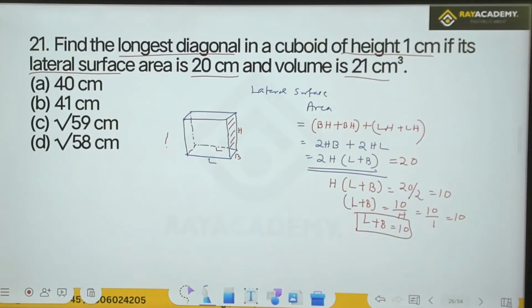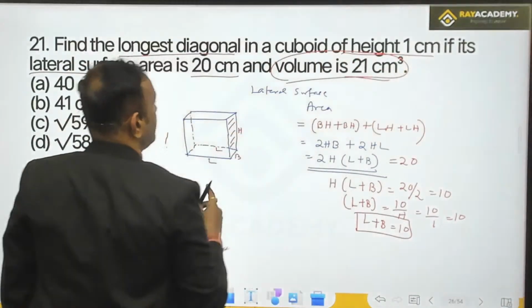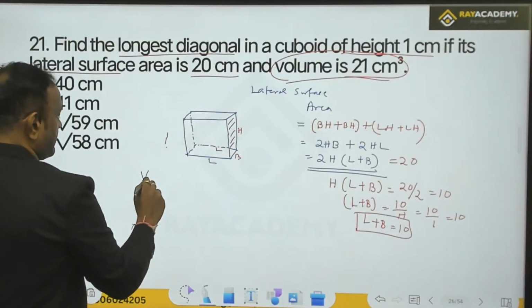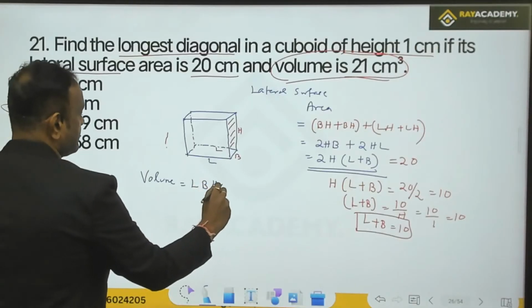Okay. One part is over. Lateral surface area will solve, we have to find L plus B. Now they have given another figure, that is volume. Volume is 21. Volume of a cuboid formula: volume is LBH equal to 21.